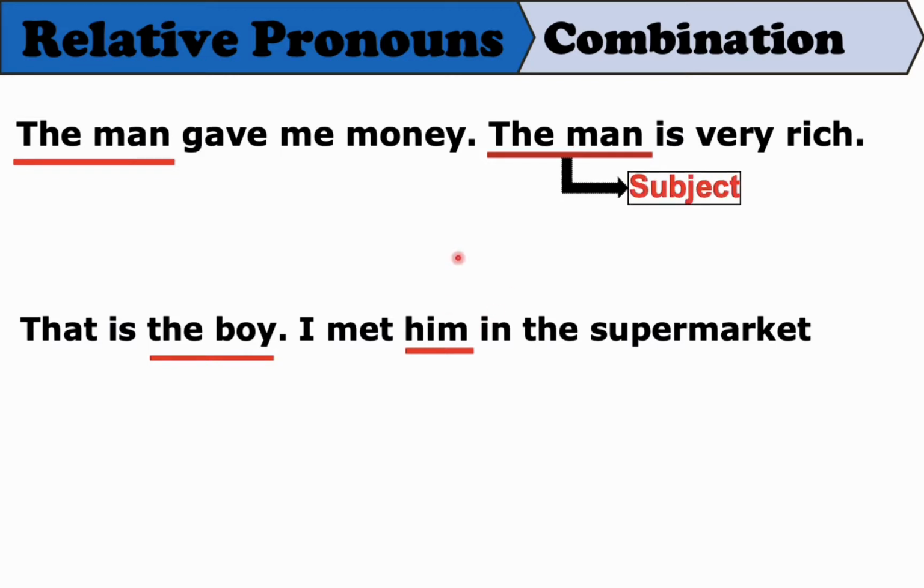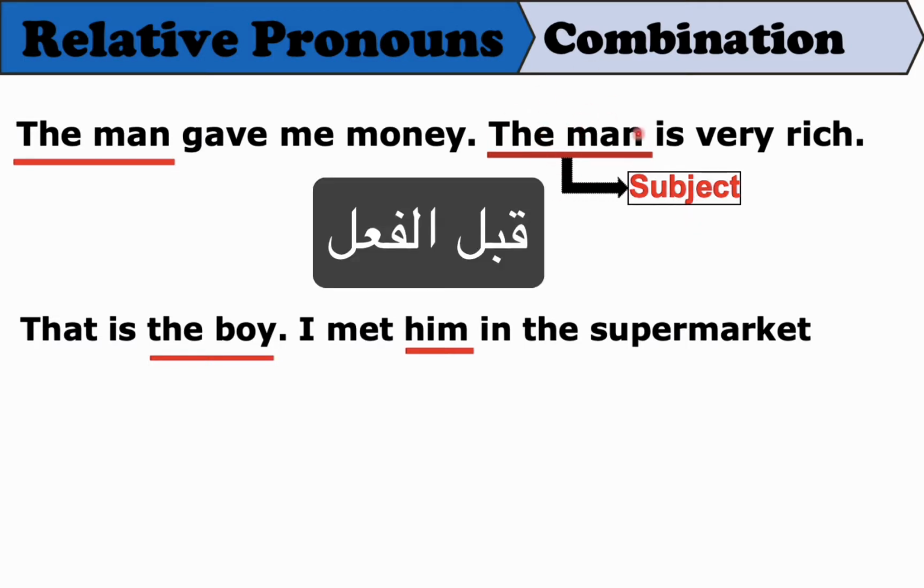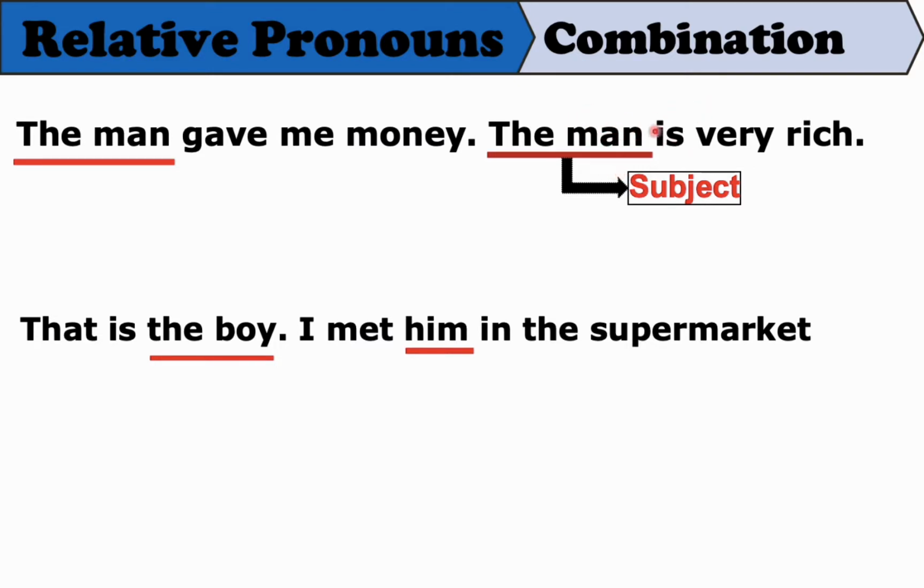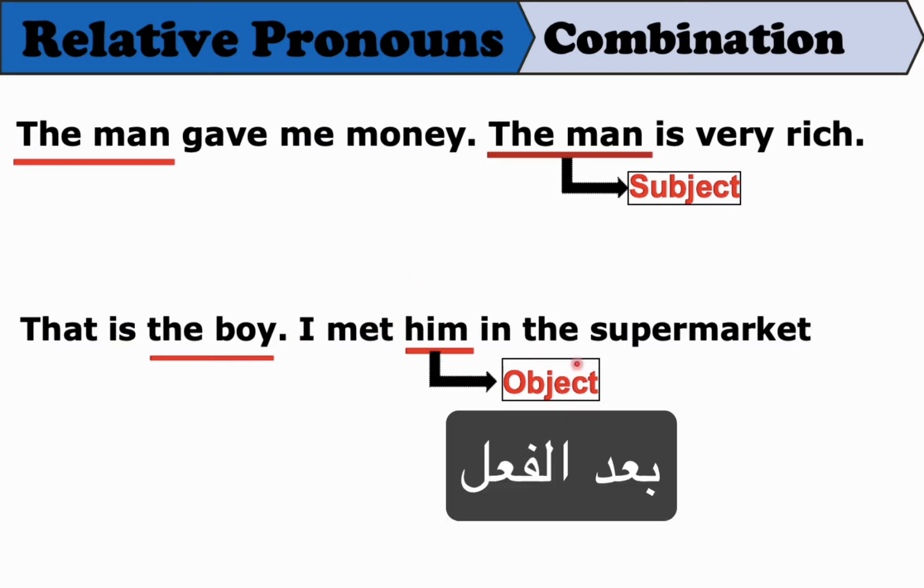The difference is the following. Something that is repeated here is called subject. What do I mean by subject? It is before the verb. So subject means the noun that is before the verb. Because here, where is the verb? So the man, is it before the verb or after the verb? It is before, so it is subject. Now what about this him? Is it before the verb or after the verb? Yeah, it is after the verb, so it is object.